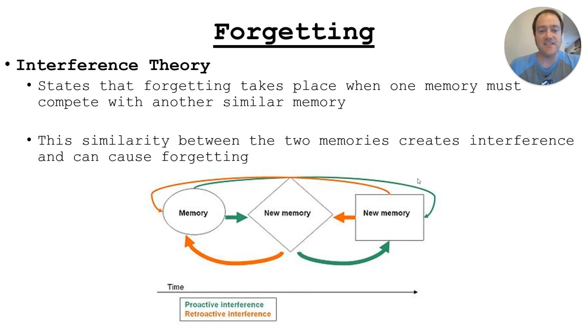Okay, interference. This is something that shows up pretty regularly on the AP exam, and proactive and retroactive are very easily confused. What this theory says is that we can have memories that are very, very similar, and they almost compete with one another in our mind, and it can either cause us to forget old information that is very similar, or it can interfere with new information. An old memory can interfere with new information because they're so similar. So I'll explain that more in just a minute.